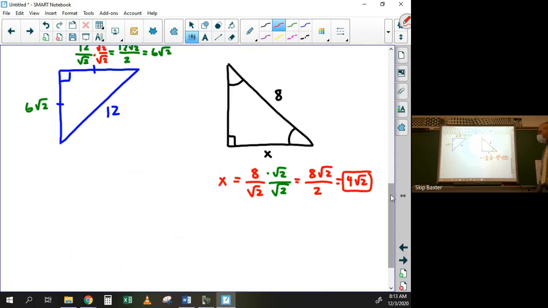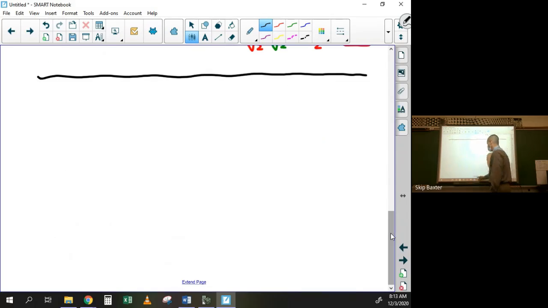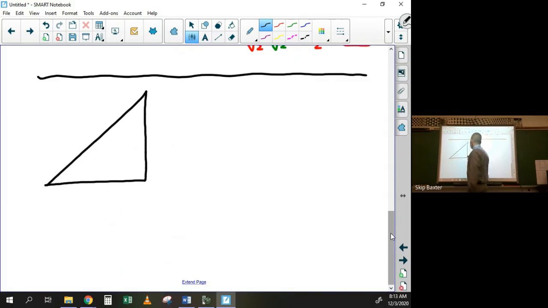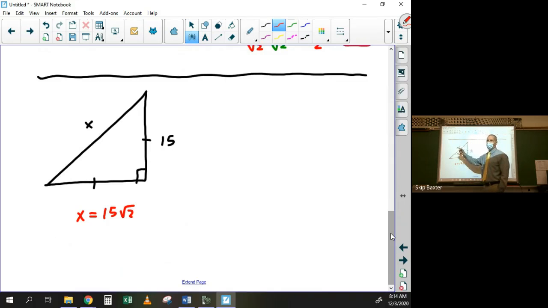All right, so that's what this homework is about. They're going to give you a bunch of isosceles right triangles and ask you to find a missing side of it. They'll give you one side of the isosceles right triangle, and you have to find a missing side of it. So if they gave you a leg like this, let's say they told you this was 15, find that. Then the answer is 15 radical 2. That's it. You just multiply the leg times radical 2.